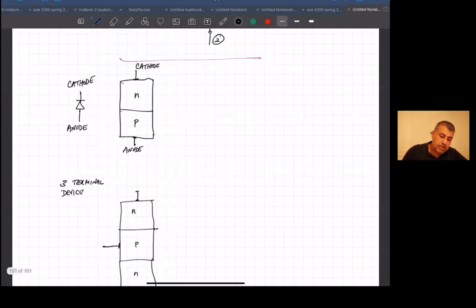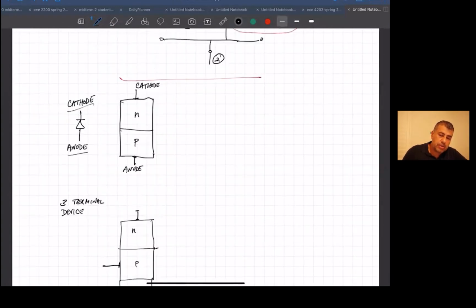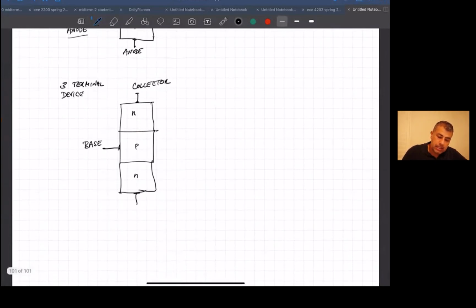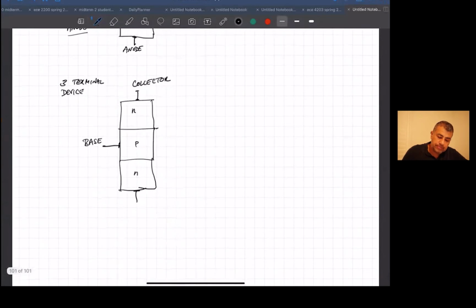And just like we have weird names for diode terminals, we also have weird names for the transistor terminals. So they call this the collector. They call this the base. And they call this the emitter.